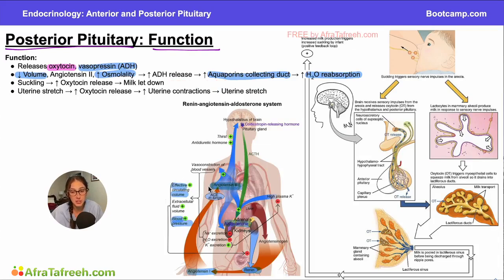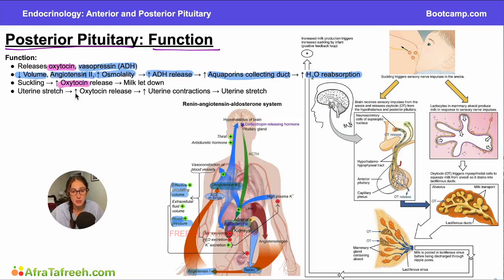Well, angiotensin 2, in addition to stimulating the release of aldosterone, is also going to stimulate the release of ADH. So angiotensin 2, when the RAS system is turned on, will also stimulate the release of ADH, and that's going to be another mechanism by which our body controls the levels of ADH. So that's antidiuretic hormone.